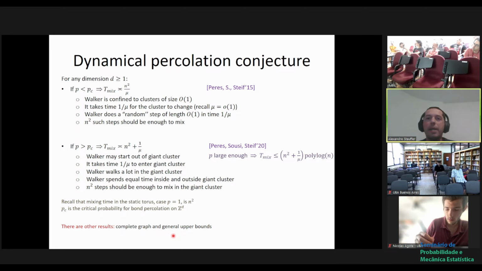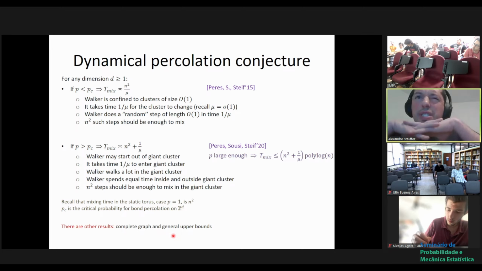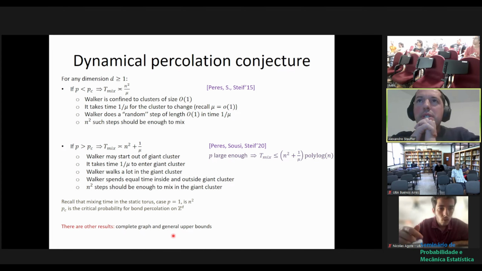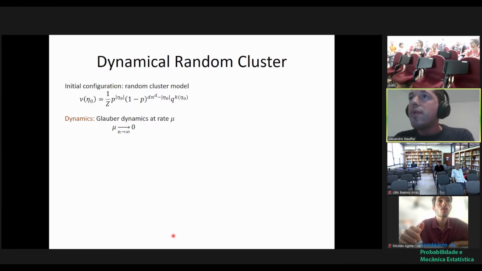Great. Okay, so what did we want to do here? My goal with Andrea was to start to look at the case where the edges do not refresh independently of one another. So we started to see what we can do to analyze the mixing time of a random walk in a graph where the edges have some dependence when they refresh. That was the case, and we took a concrete discrete model for the environment: the dynamical random cluster.